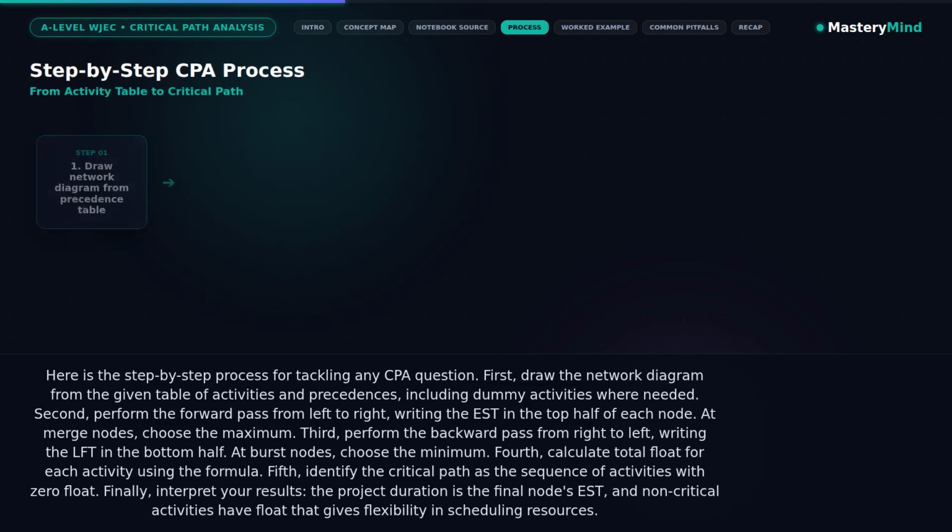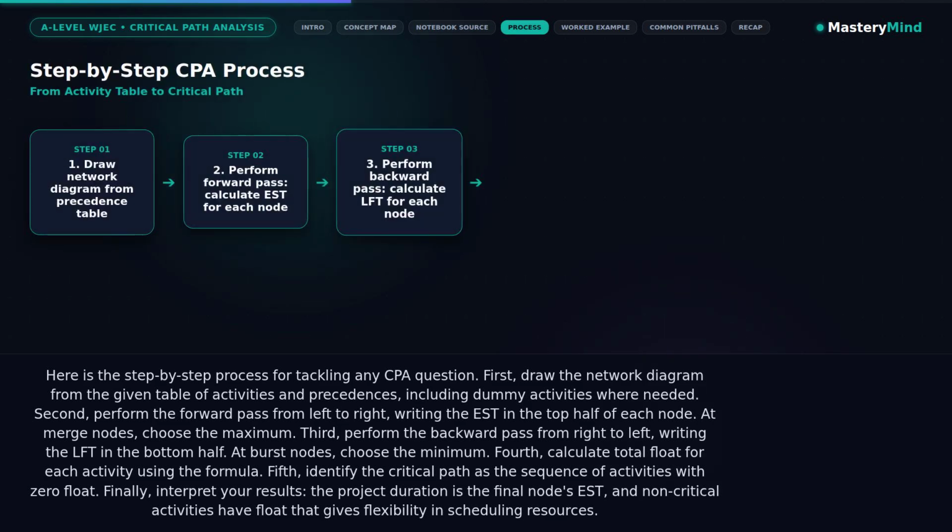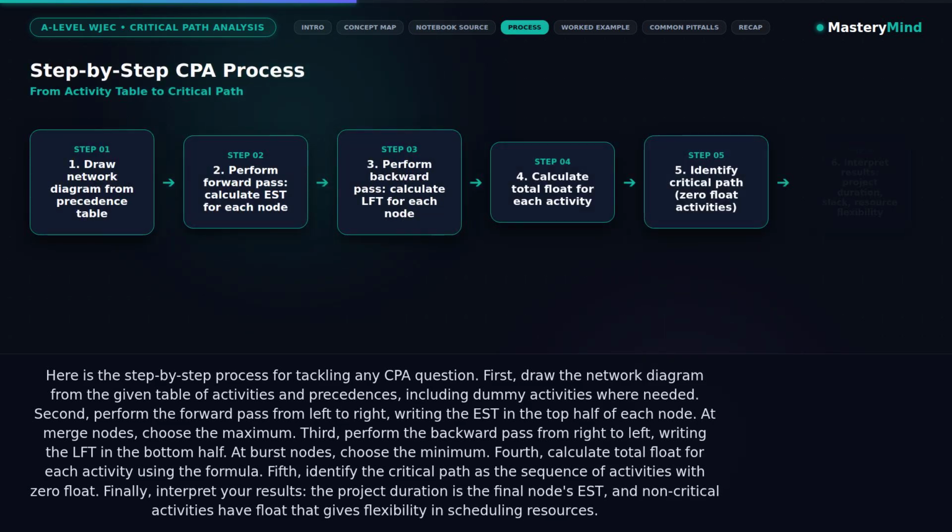First, draw the network diagram from the given table of activities and precedences, including dummy activities where needed. Second, perform the forward pass from left to right, writing the EST in the top half of each node. At merge nodes, choose the maximum. Third, perform the backward pass from right to left, writing the LFT in the bottom half. At burst nodes, choose the minimum.